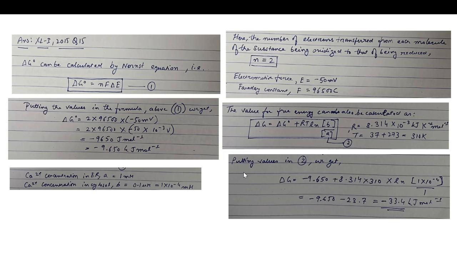The R value is given, the T value is given. The concentration of calcium in the ER, that is your reactant, is 1 millimolar, and the calcium concentration in the cytosol is 0.1 micromolar, which I converted into millimolar because the other is in millimolar. You should remember that these two units should be equal. Then if you put those values in this equation, you will be able to solve for your del G value or membrane potential. So the answer to this question is minus 33.4 kilojoule per mole.